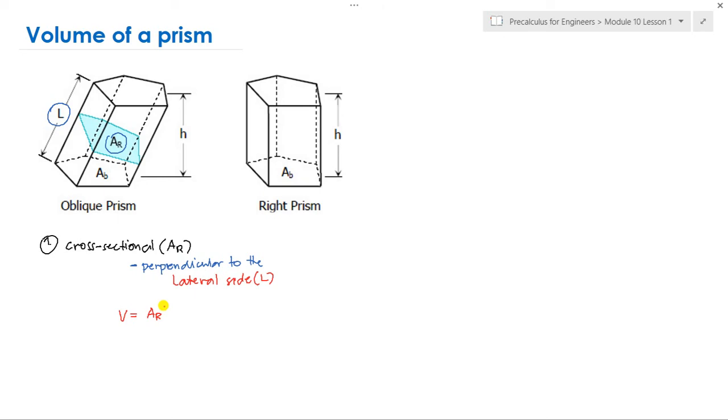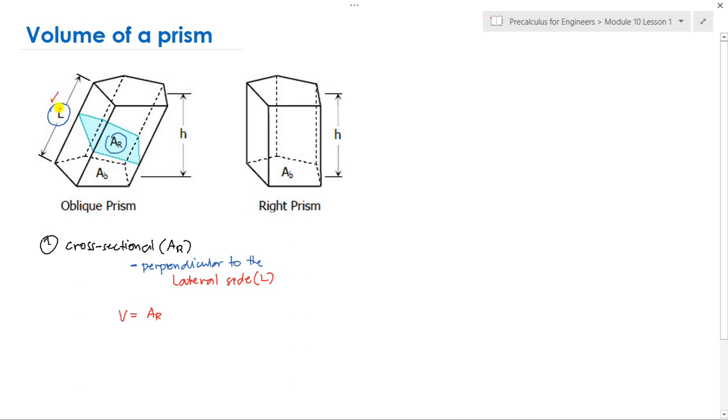Di ba, i-recall nato ang pag-solve ganiha for the volume of a rectangular prism? Atong formula is area of the base times the height, and the height should be perpendicular with the base. Okay? But diri, unsa may perpendicular ni cross-sectional area, kaning AR?